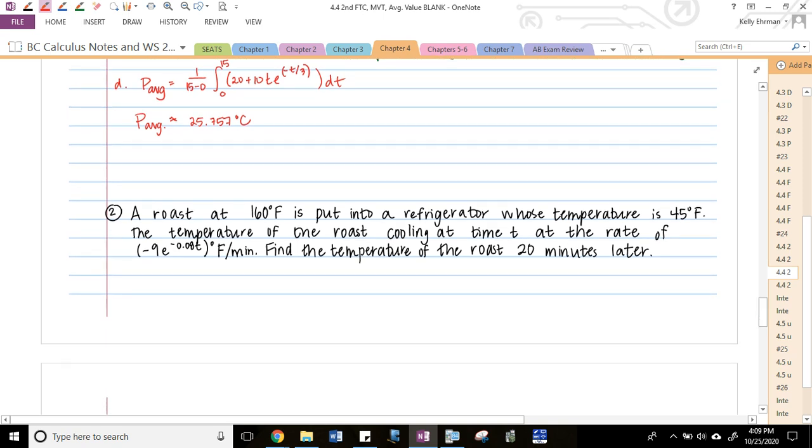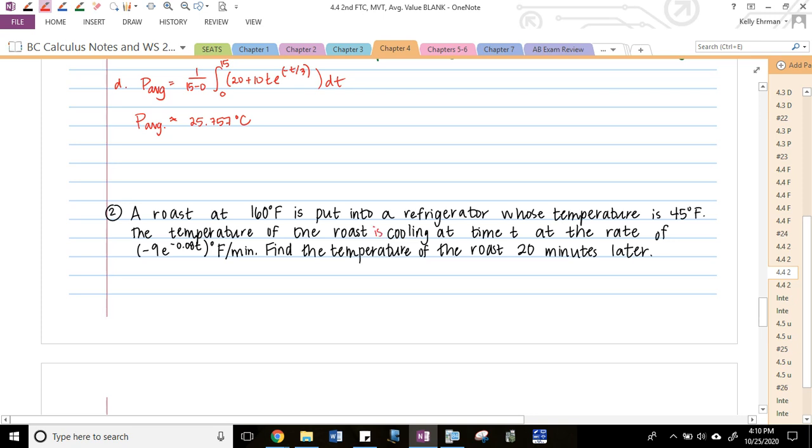All right. A roast at 160 degrees Fahrenheit is put into a refrigerator whose temperature is 45 degrees Fahrenheit. The temperature of the roast is cooling at time t at the rate of negative 9 e to the negative 0.08 t degrees Fahrenheit per minute.